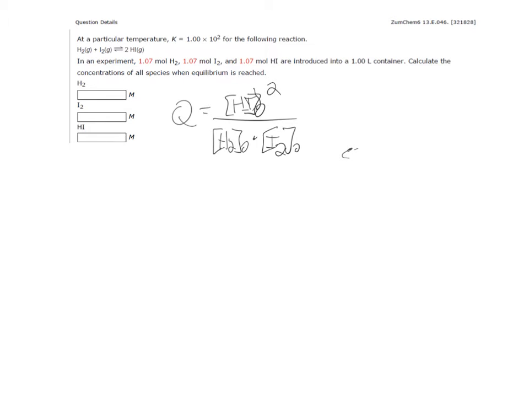Okay, next let's write an expression for K. This time I will not put a subscript 0 because it's implied if you write just brackets around a chemical substance that you're dealing with equilibrium concentrations. Of course, that's not always the case, but if you don't otherwise specify, then the assumption is that we're dealing with equilibrium. Okay, now let's give a good ICE table.